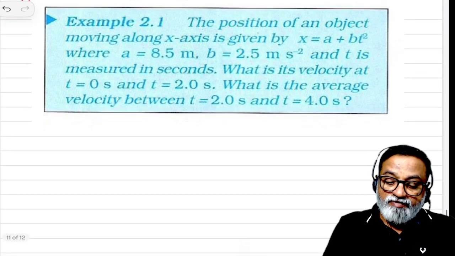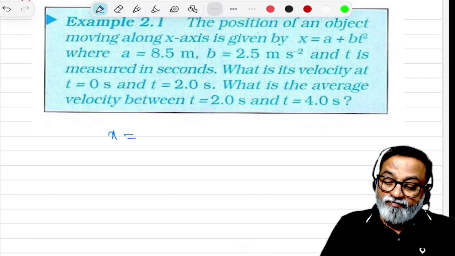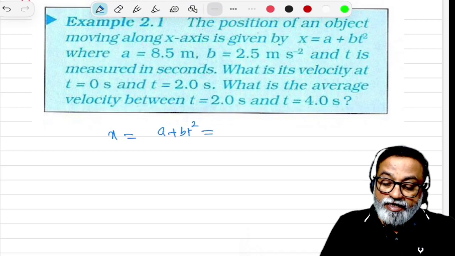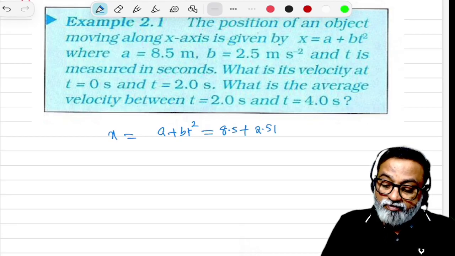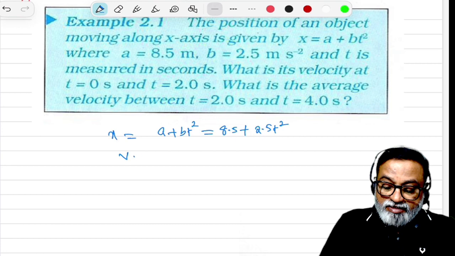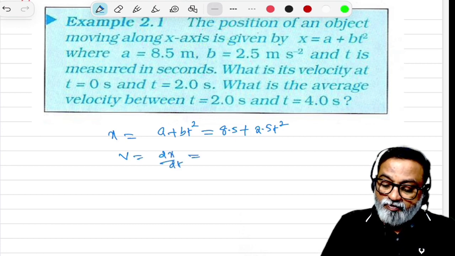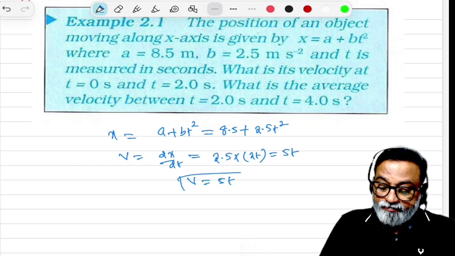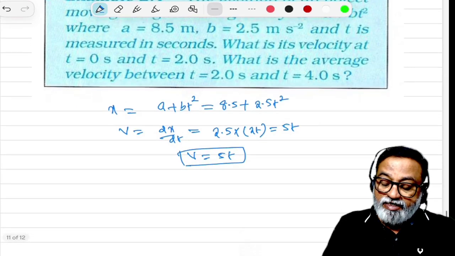Here the position is given as x is equal to a plus bt square. A is given as 8.5 and b is given as 2.5. So here velocity means dx by dt. By differentiating this one, 8.5 is a constant so it gives 0. This is 2.5, and the derivative of t square is 2t. This becomes 5t. Therefore, velocity is equal to 5t. Here I have to find out what is the velocity at t is equal to 0.